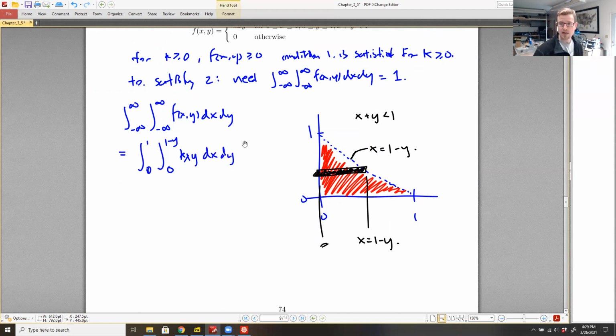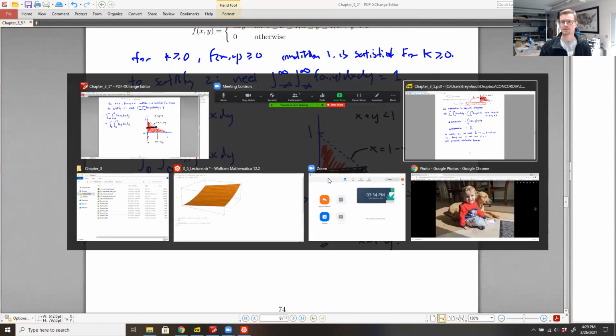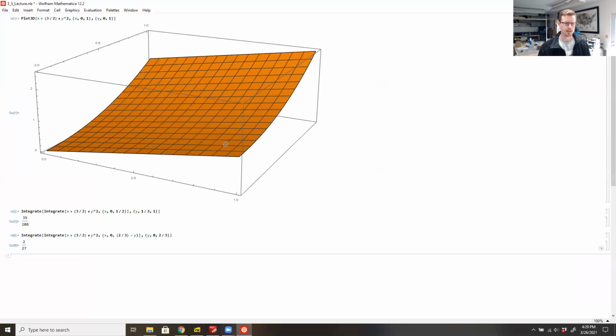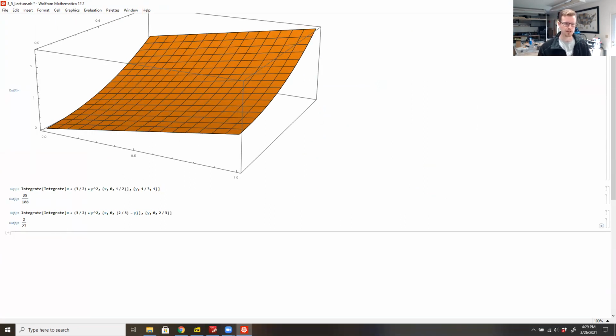Now, I'd like to get some practice in with Mathematica, so I'm going to go ahead and open that document again. Let's see, find our way over to Mathematica. Here we are. And when we take a look at this, we want to integrate. And what are we integrating? We are integrating k times x times y.